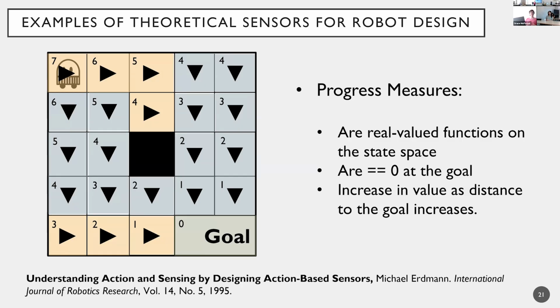By defining this distance metric, we can then define progress-making actions, and therefore identify regions of the world where certain actions make progress under this definition. So you can see down here at the bottom row, going right always makes progress, or yes, on the right side, going down always makes progress, and so on. This gives us a partition of the space into regions where one of these two actions makes progress. And this defines a specification for a sensor.